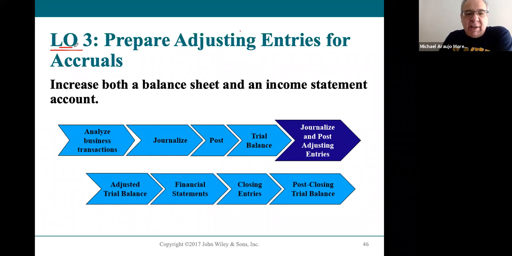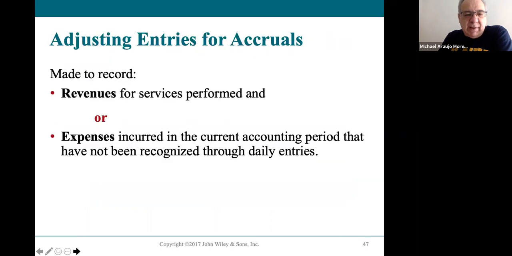Learning objective 3 continues those adjusting entries, but now we are going to be focusing on accounts that we would consider to be accruals. And accruals basically are, we want to make sure the revenue is recorded, even though we haven't received any money for it yet. And we have to make sure the expense is recorded, even though we haven't paid yet. So if it happened in that period of time, the revenue and expenses need to show it in that period of time. We have to follow the revenue and expense recognition principles.